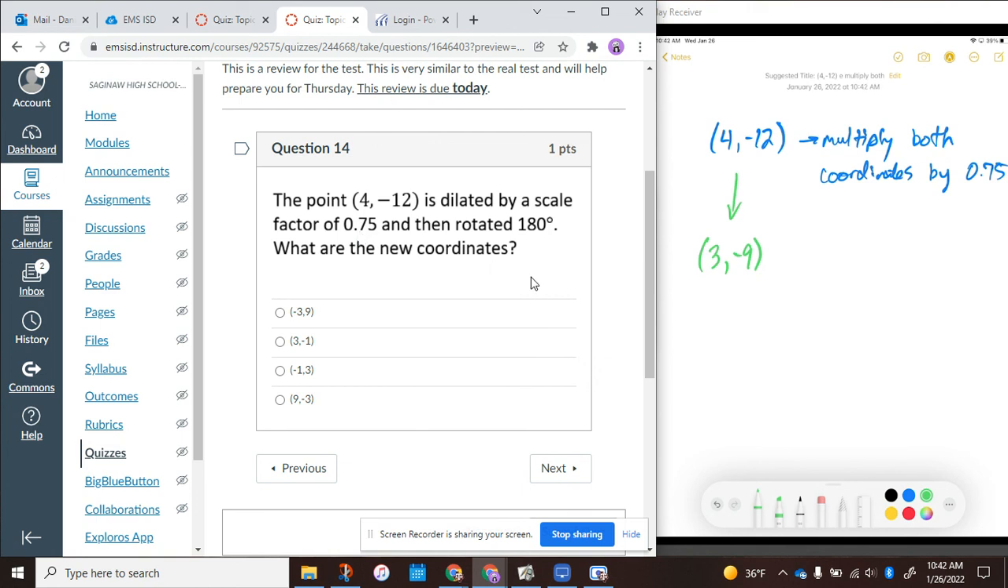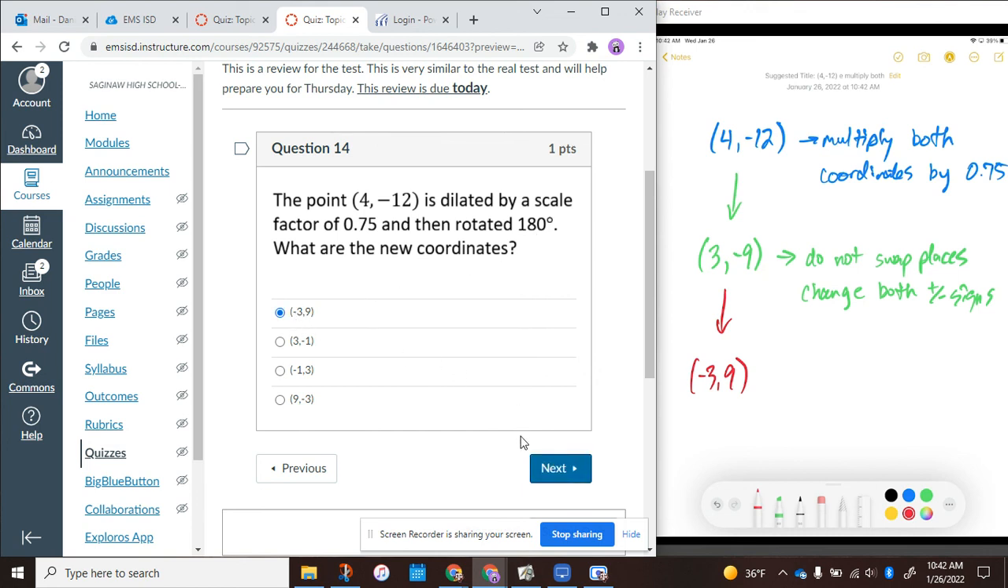Then what we're going to do is rotate 180 degrees. So back on your topic 8 notes, and this would be something that's good to add to your cheat sheet. On your topic 8 notes, when you rotate 180 degrees, the x and y's do not swap. But we do change both positive and negative signs. So after we do that transformation, +3, -9 is going to turn into -3, +9. And that's where we end up, -3, +9.